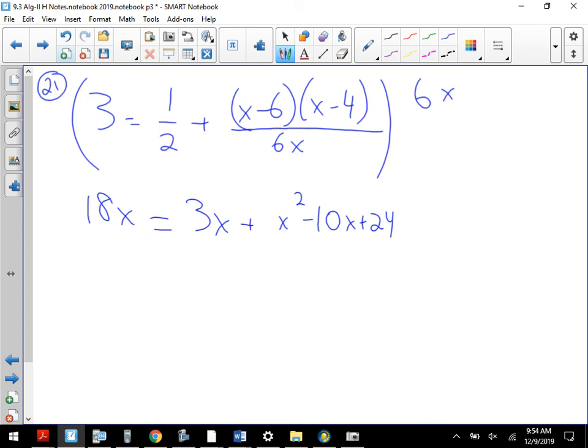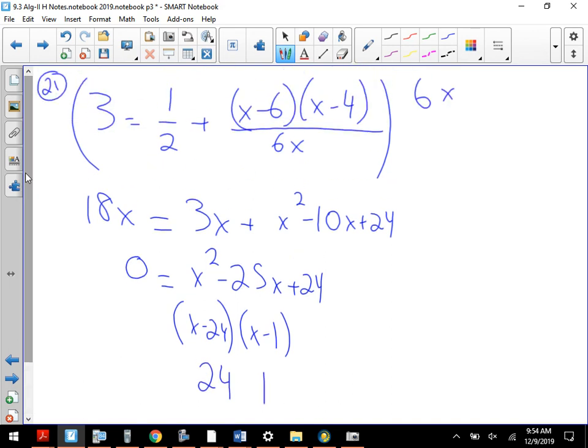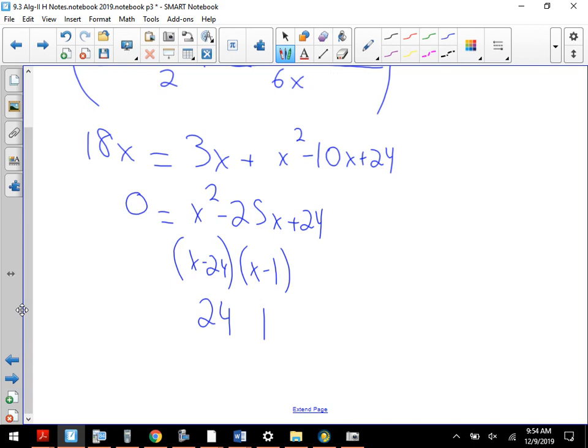Okay. So combine all your terms, set one side equal to 0. This becomes negative 15, so I have 0 equals x squared minus 25x plus 24. And that's nice that it gives you something that's factorable. So you'll have x minus 24, x minus 1, so you have zeros at 24 and 1, and I don't think either of them are extraneous. That's a nice problem. I like that one, Kari.